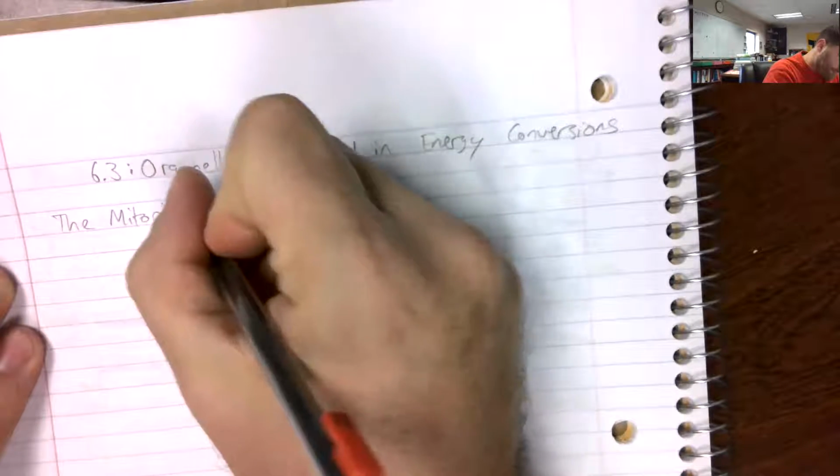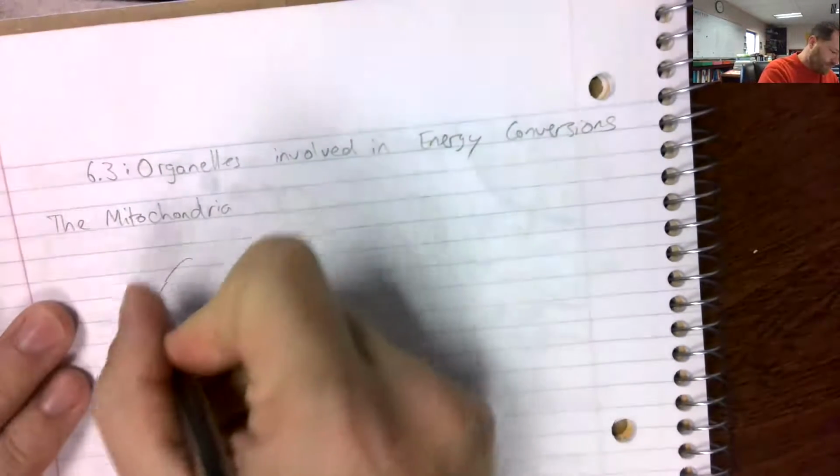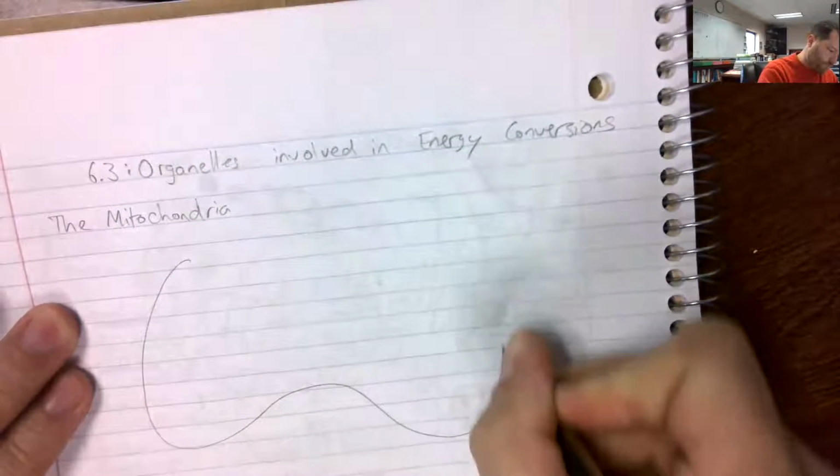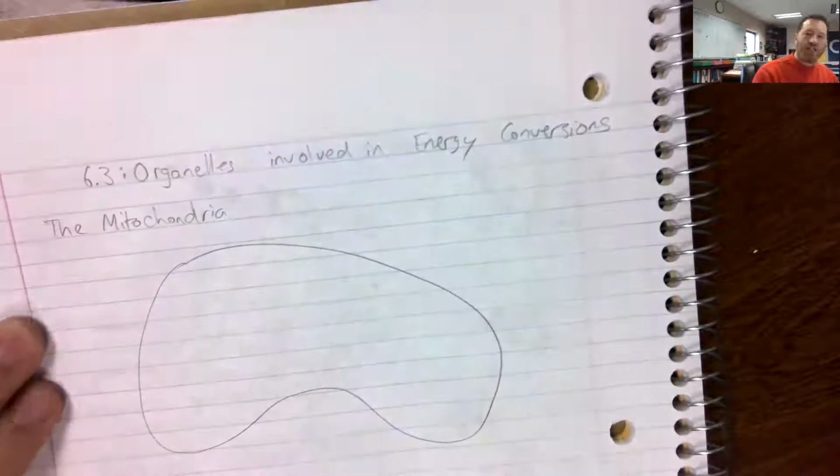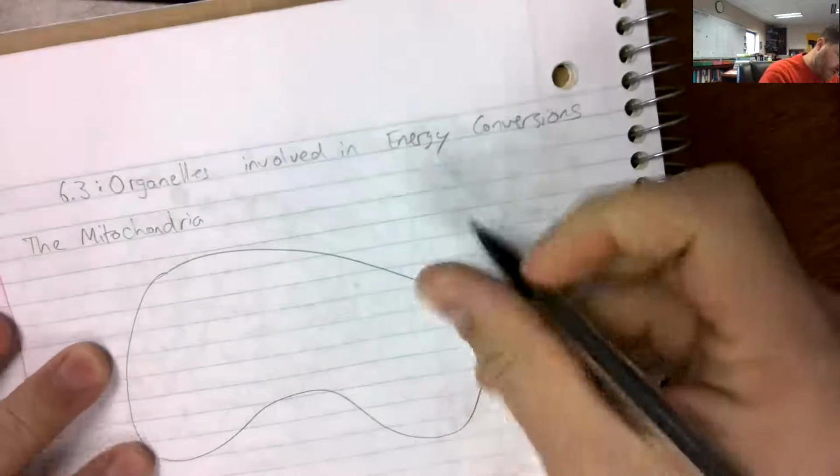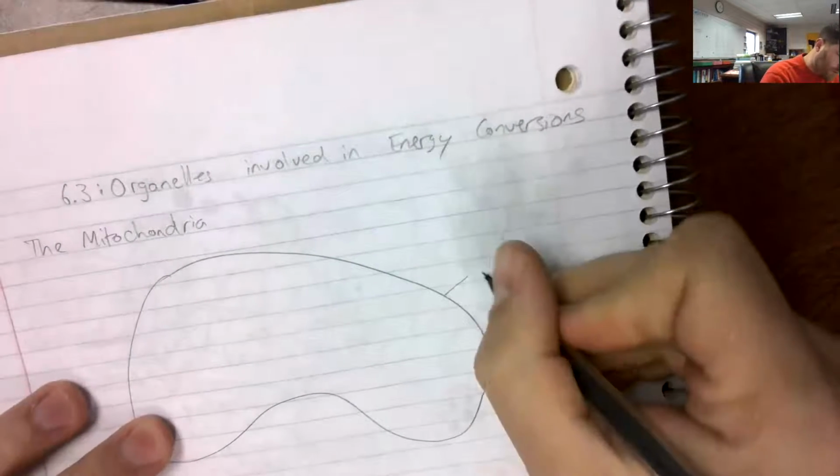So today, these are cells that are involved in energy conversions. We're going to start with the mitochondria, a pretty well-known energy-producing cell. Kind of looks like a lima bean here. It's made up of two membranes. We've kind of already talked about that.